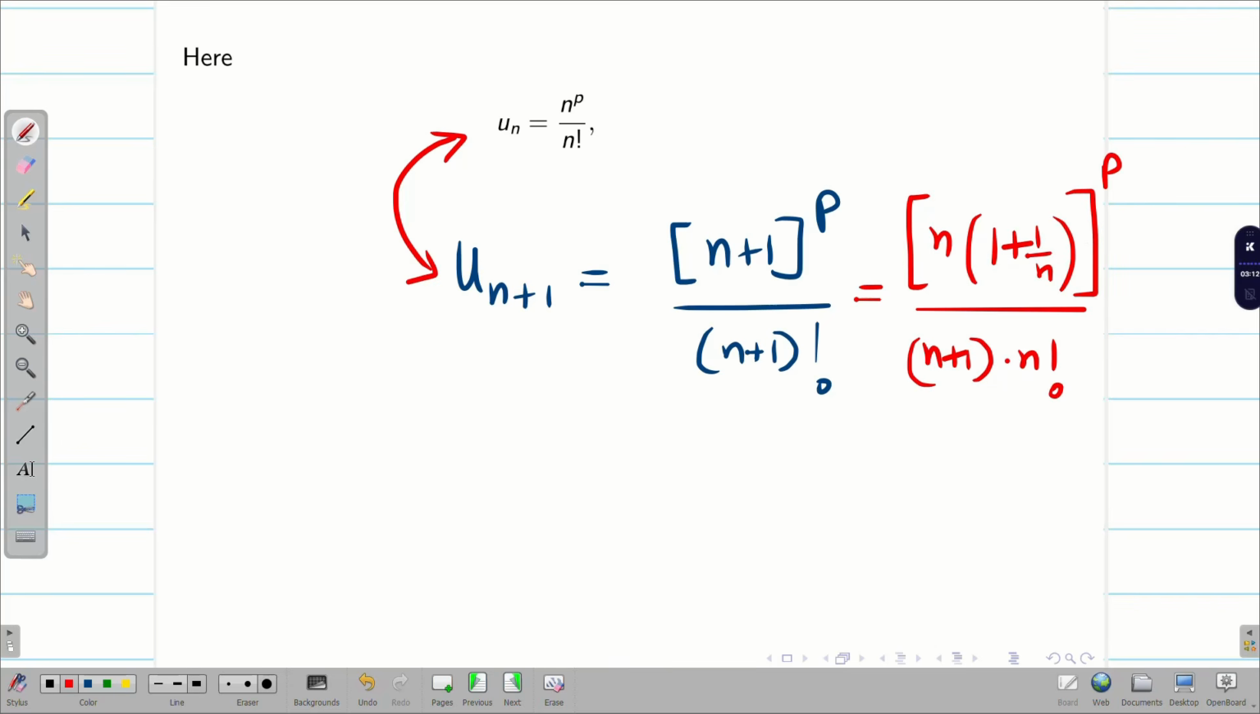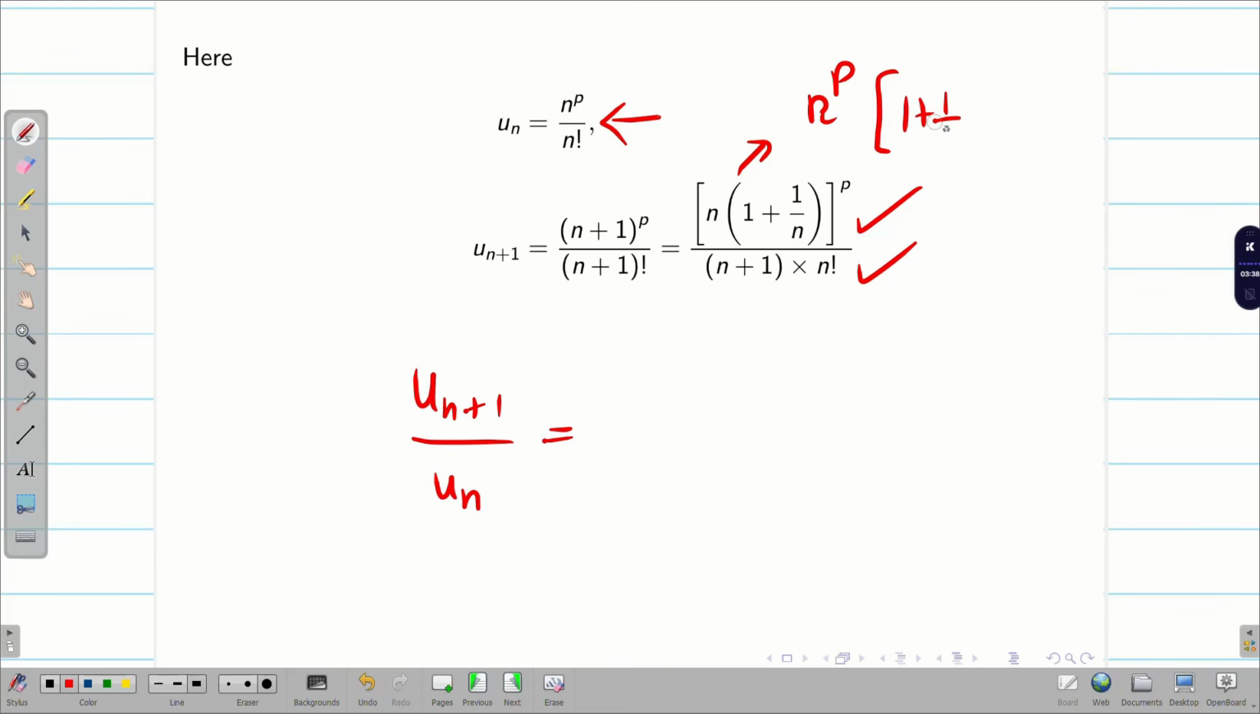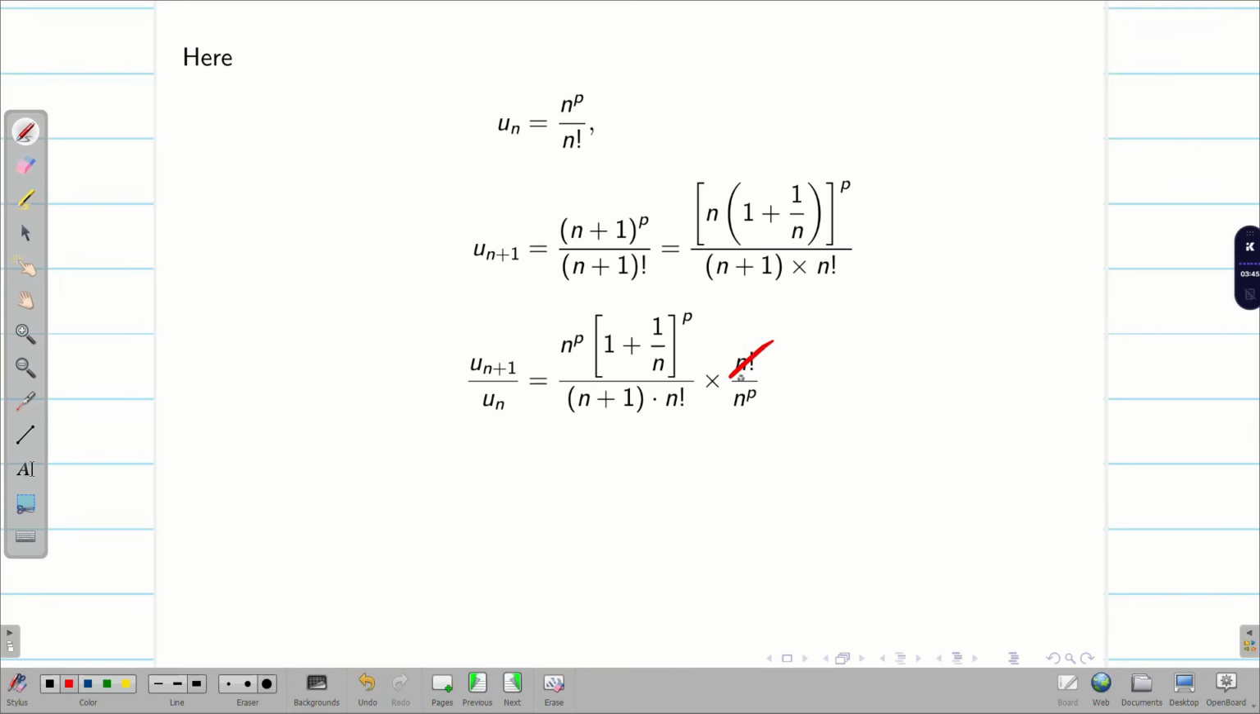Now let us divide un plus 1 by un. So when you divide, just write the reciprocal. Don't do it like a school student. Just write this as it is, and the un term you write in reciprocal. So I can simplify this also. I can write n power p into 1 plus 1 by n whole power p. Now n factorial and n factorial get cancelled. n power p and n power p get cancelled.